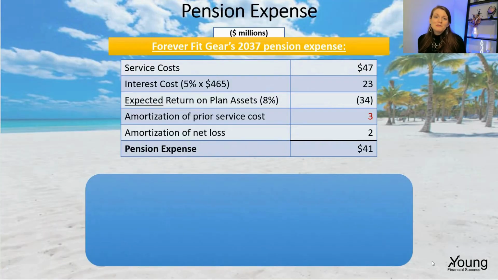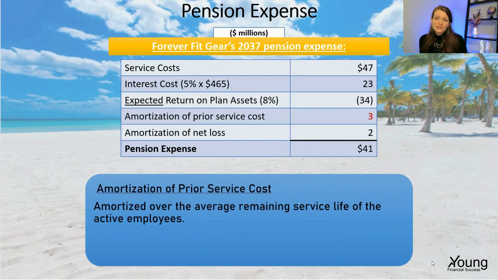Then we get to the two tougher aspects of this that we haven't dug into yet, but this comes from that first slide where it had the different amounts in the little bottom there. And that was, first of all, the amortization of prior service costs. So we had some prior service costs, and we are going to split that over the remaining service life of the active employees. So they chose to do this because it was a large amount. It was $45 million, as you saw.